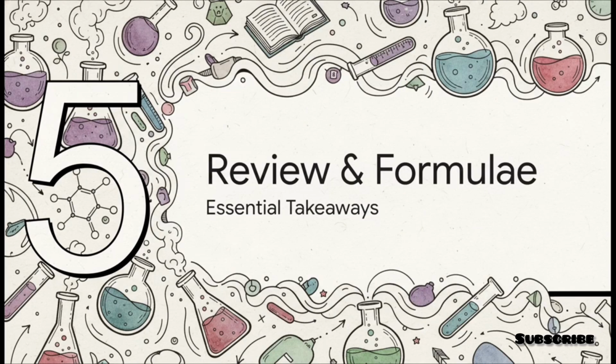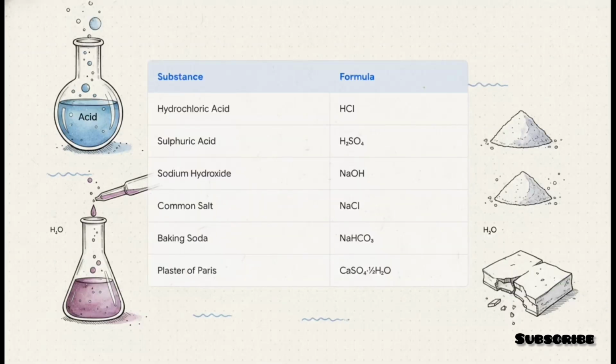Section 5, Final Review and Formulae. Okay, knowing these exact chemical formulae is absolutely non-negotiable for passing your exam. Make sure you know hydrochloric acid is HCl, sulfuric acid is H2SO4, and sodium hydroxide is NaOH. And whatever you do, do not forget the salts. Common salt is NaCl, baking soda is NaHCO3, and pay extra special attention to plaster of Paris, which is CaSO4.5H2O. Seriously, take a mental screenshot of this right now.